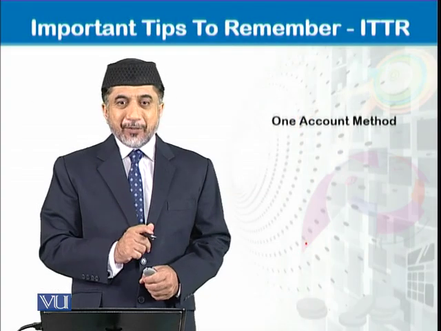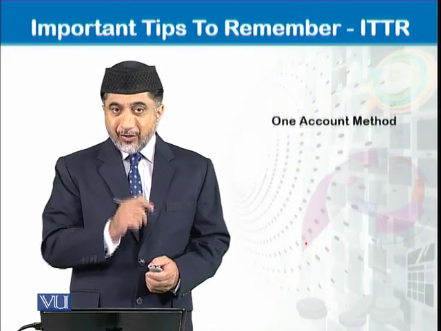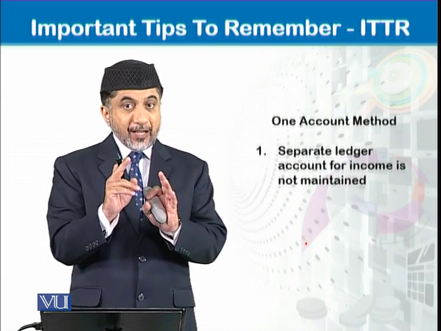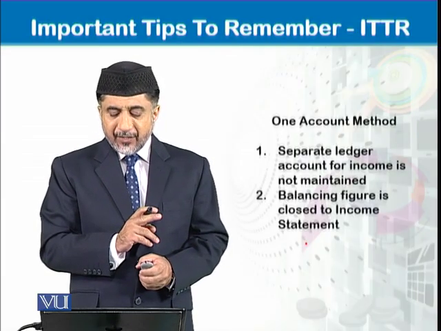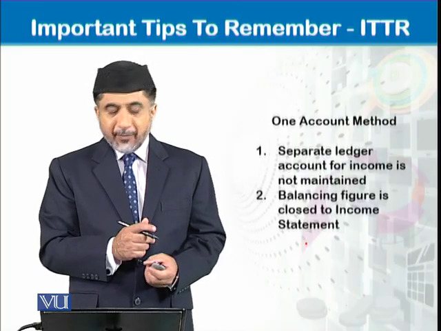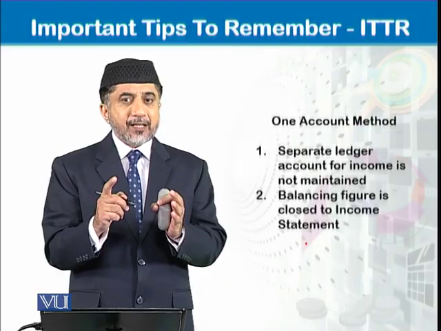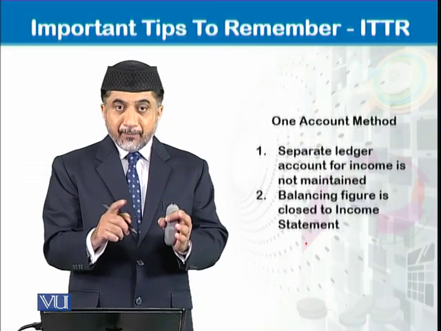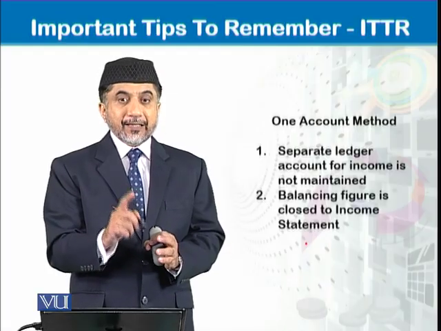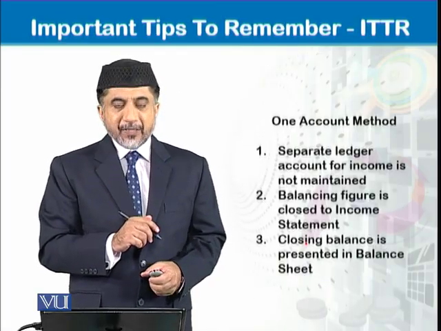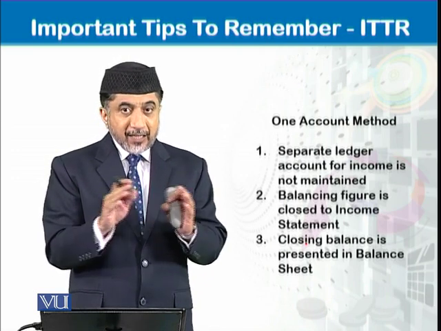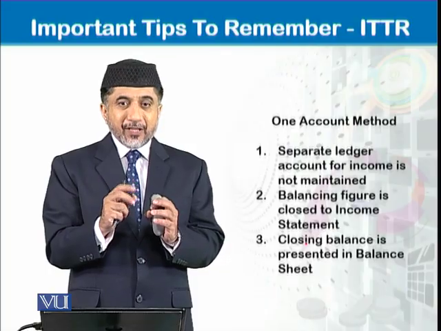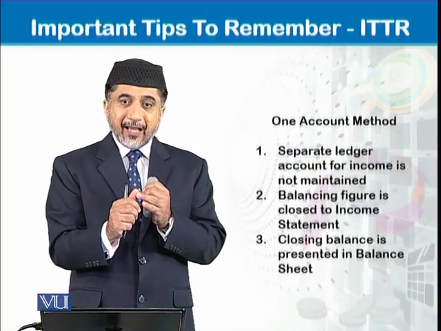So the important tips to remember in this module: for one account method, a separate ledger account for income is not maintained, and the balancing figure is closed to the income statement. Remember that all income and expense accounts are ultimately closed in the income statement or profit and loss account. Their balancing figures are never carried forward or carried down. Remember this thing. And closing balance is presented in the balance sheet for a ledger account when we are making this ledger account 2-in-1. So this 2-in-1 ledger account behaves as an income account as well as an asset account, receivable account.